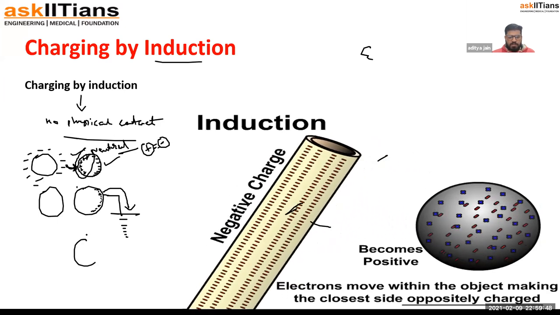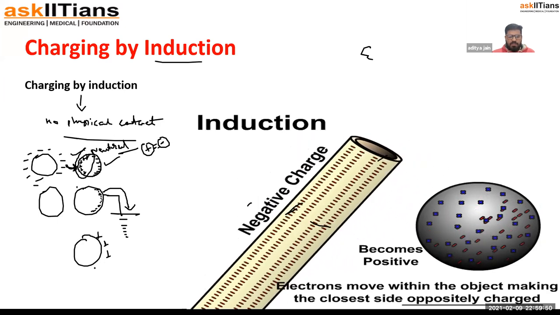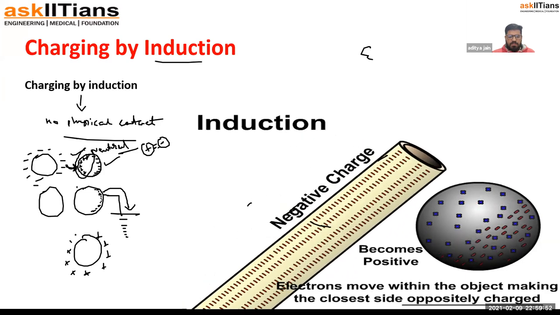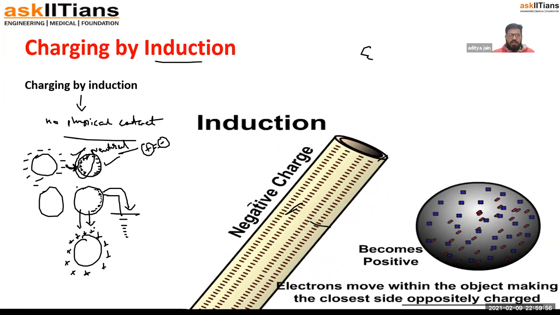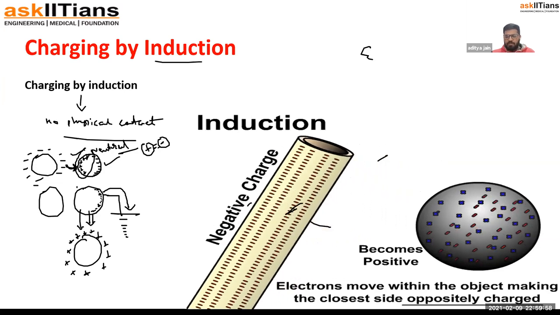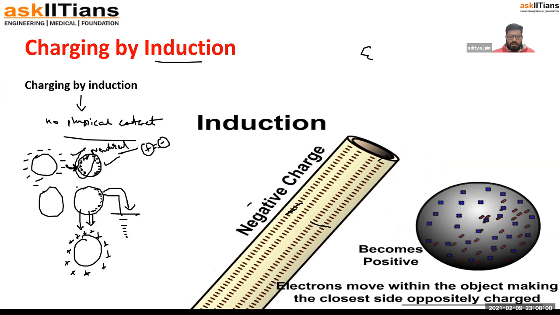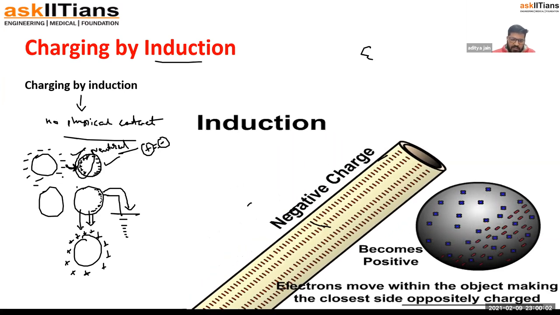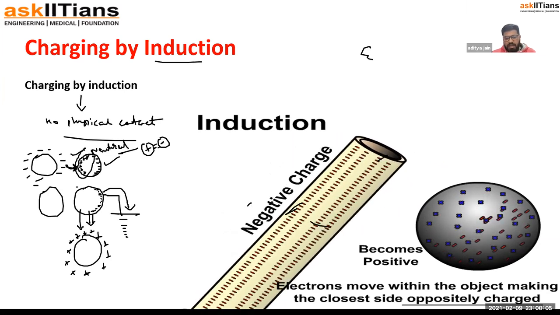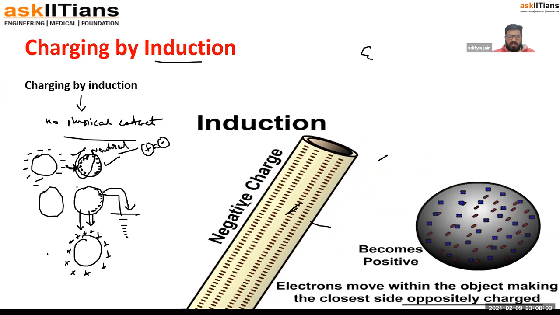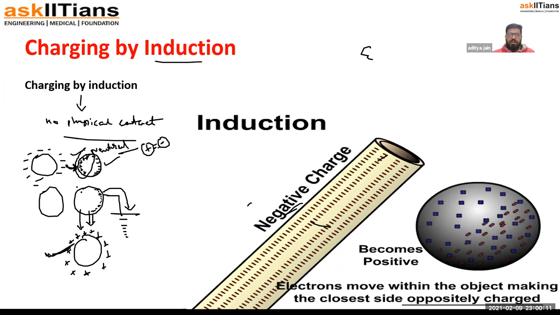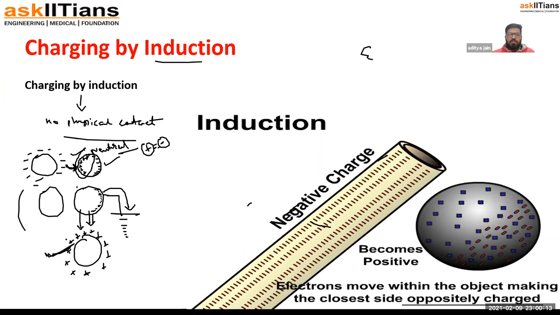Okay. So you can see the body will get positively charged. What we have done, we started with a negative charge body. We make the negative charge body move near a neutral body. And then due to the process of induction, we have produced the positive charge on the body. So we have produced the opposite charge on the body.